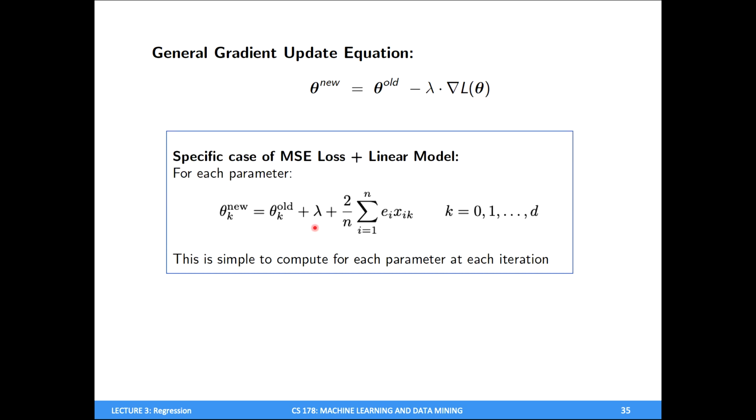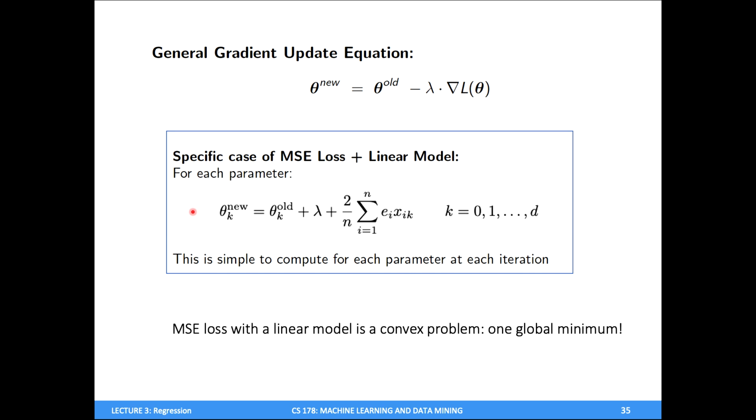And so, as I said, this is fairly simple to compute. We just need to look at our current parameter value, multiply lambda times 2 over n of this sum. We need to compute the error for every data point, and then just multiply it with the current x value for that data point. Then we can do this for every value of k. And in fact, in NumPy, as you saw in problem 1 of the homework, you can do this in a vectorized fashion. I.e. you can do all of these updates for each of the k different parameter vectors in one line, just via vectorized operations.